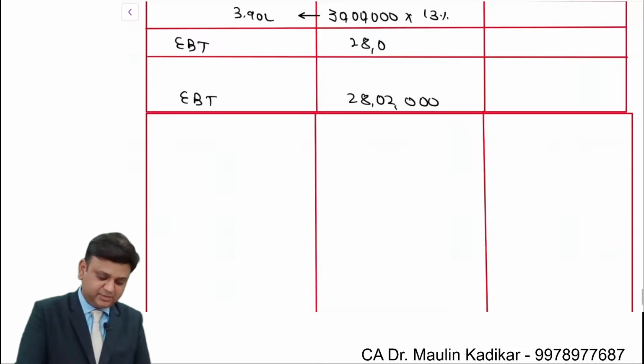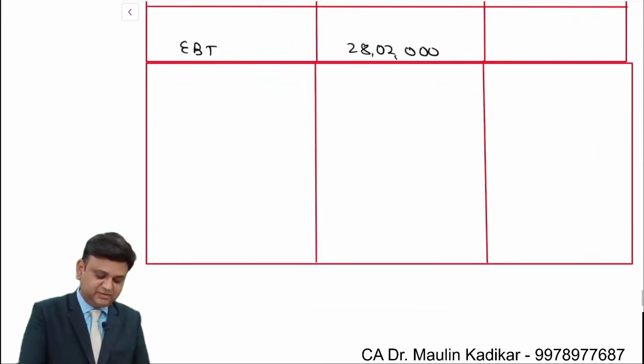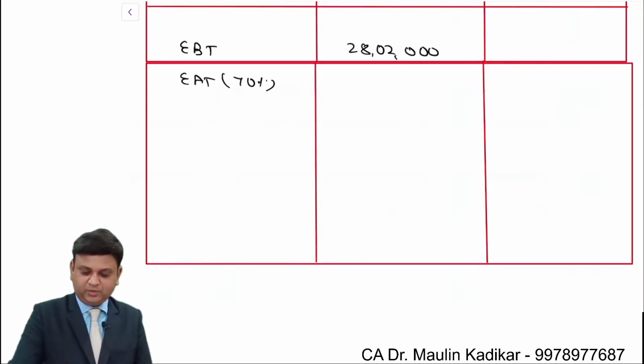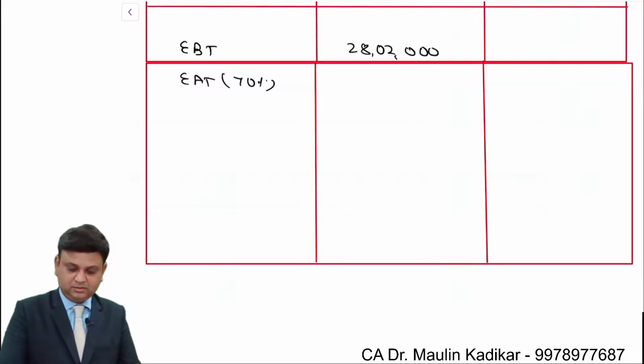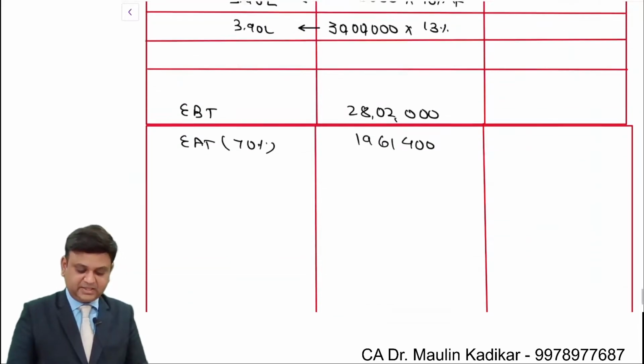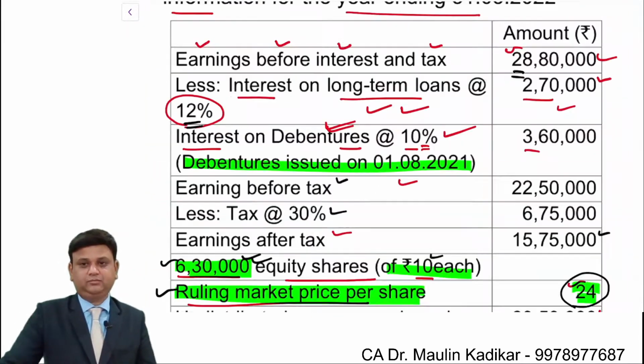Income tax rate is 30%. So earning after taxes is 70%. So 28 lakh 2000 into 0.7 is 19 lakh 61,400. That is earning after taxes.